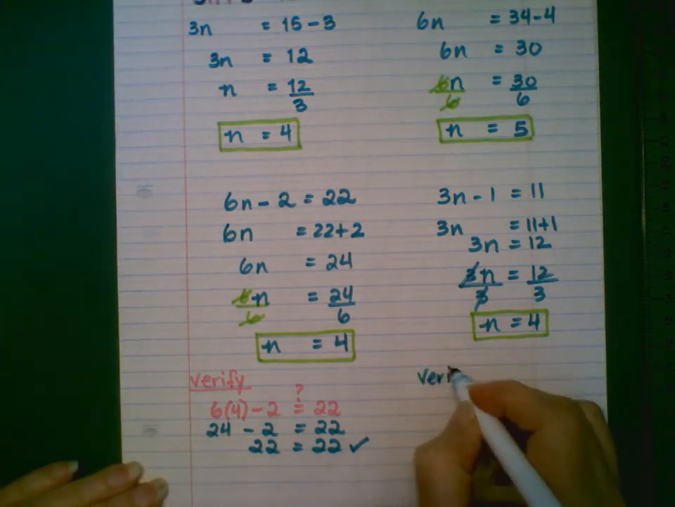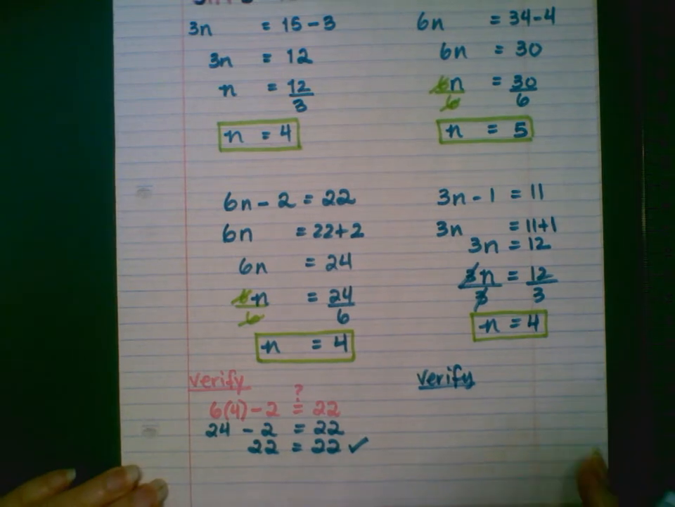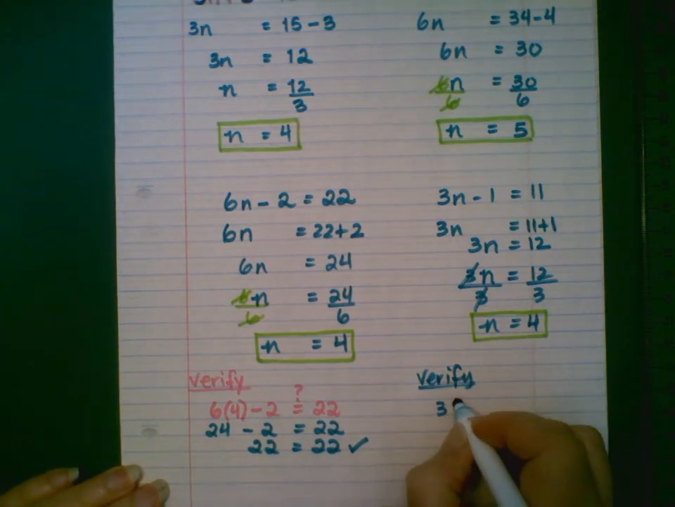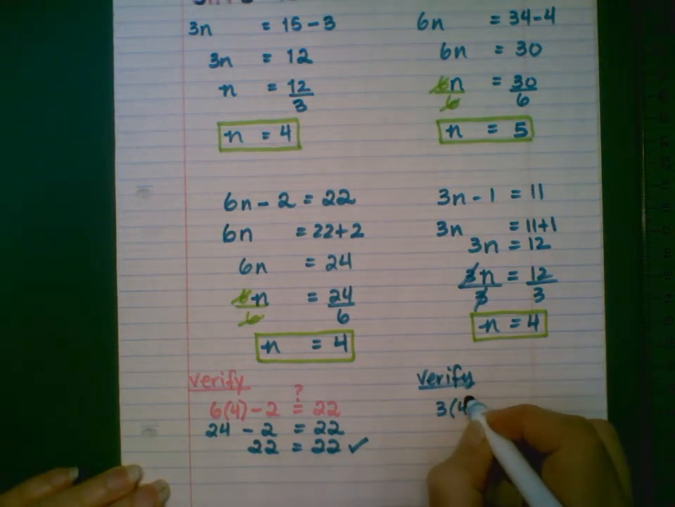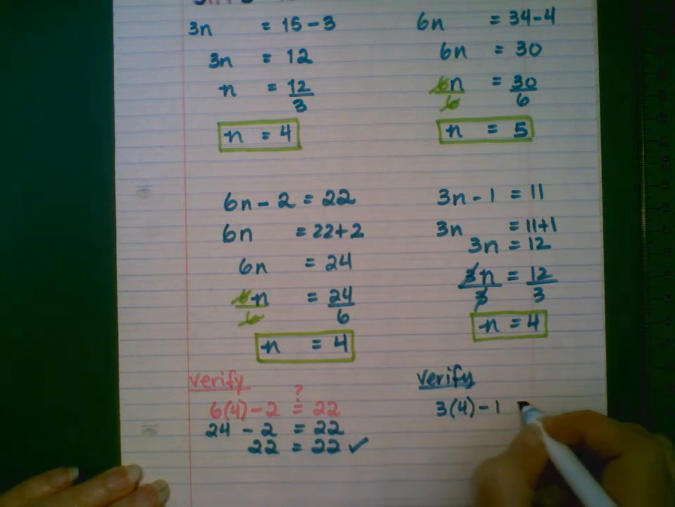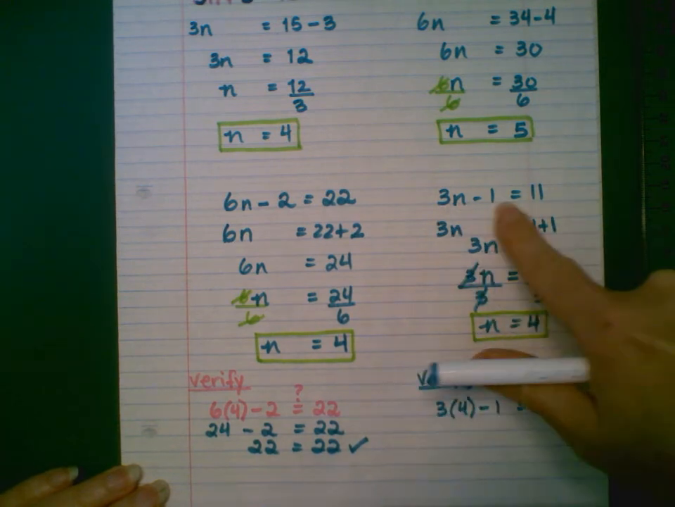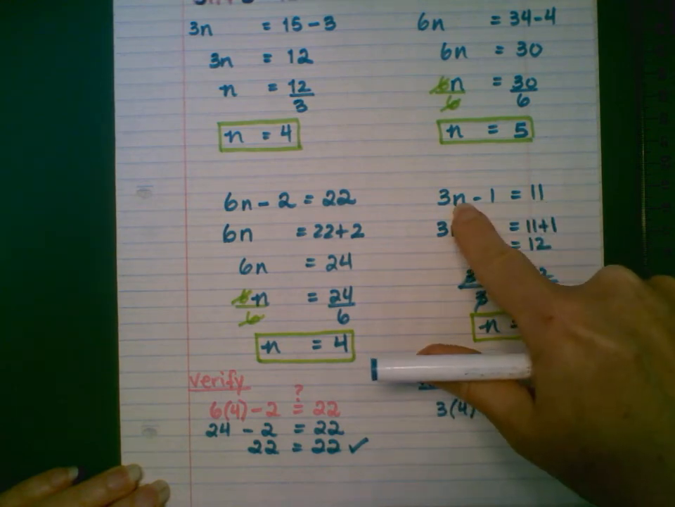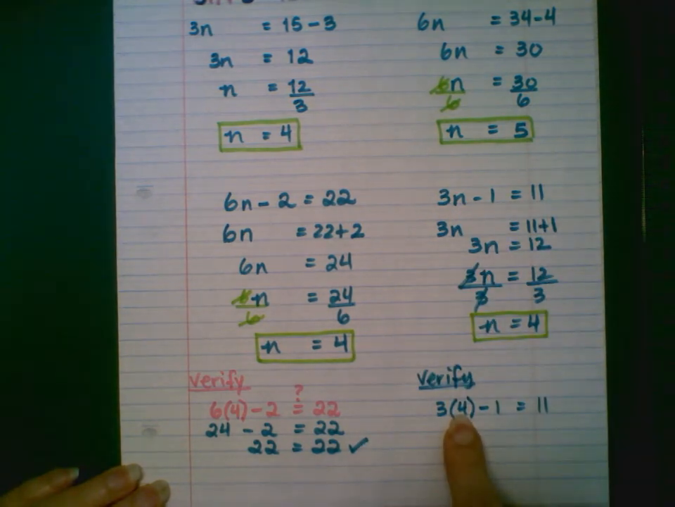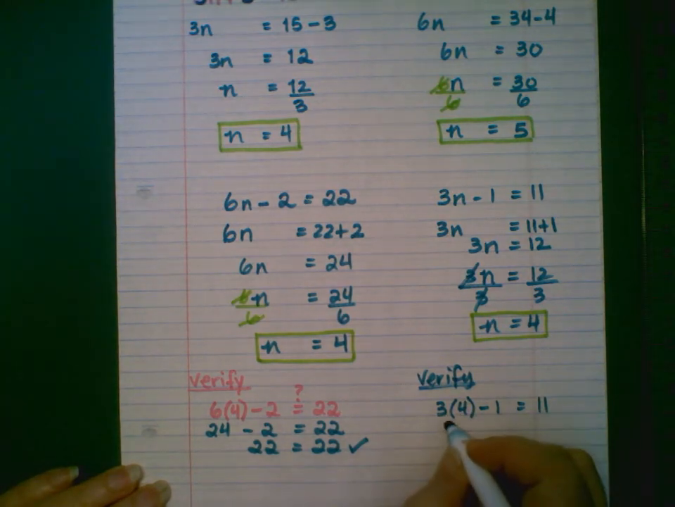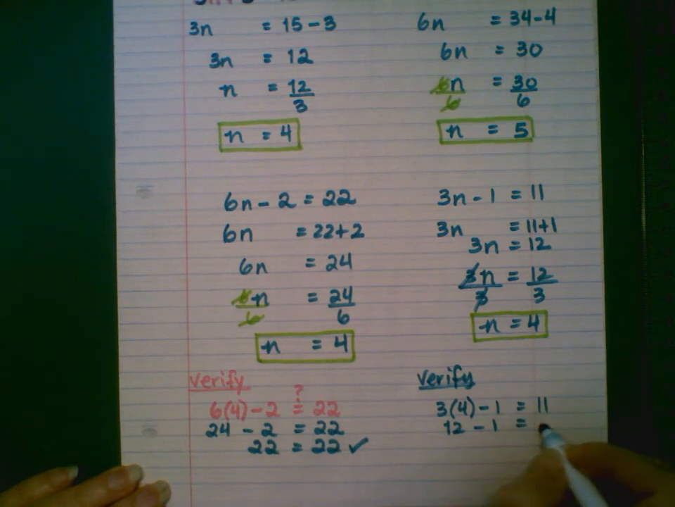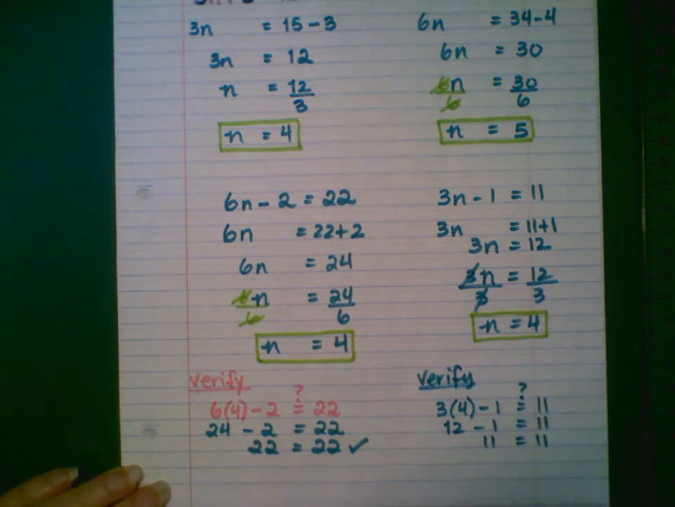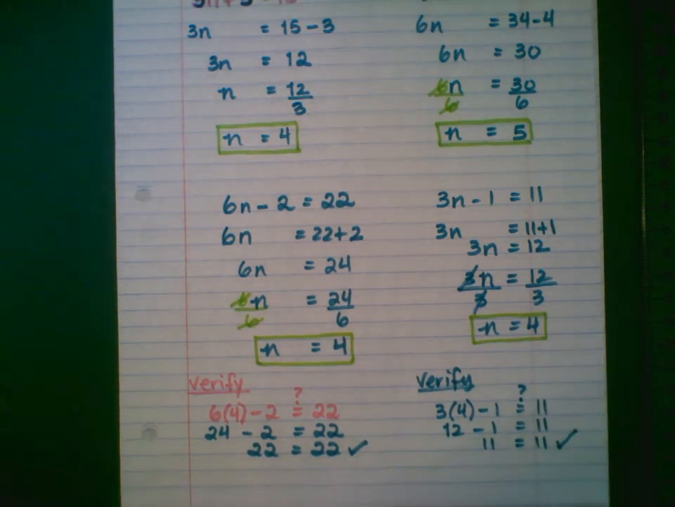While I'm at it, I might as well verify the second one here. I've got also 4 for this solution. 3 times n minus 1 equals 11. So I went back to the beginning equation, and where the n used to be, I'm subbing in a 4. And I use brackets to show that it's being substituted. So 3 times 4 is 12. 12 minus 1 is 11. So I was testing the equality of that statement, and I'm now verifying that it is true.